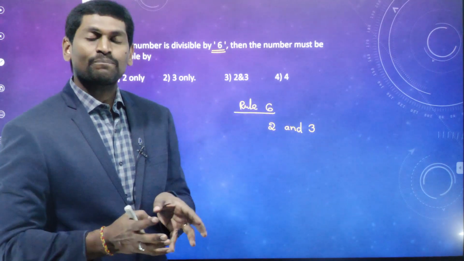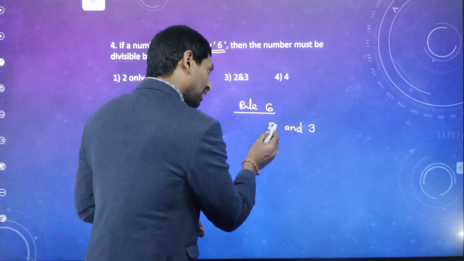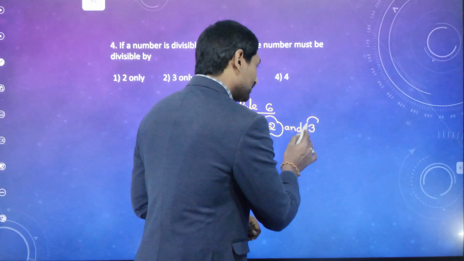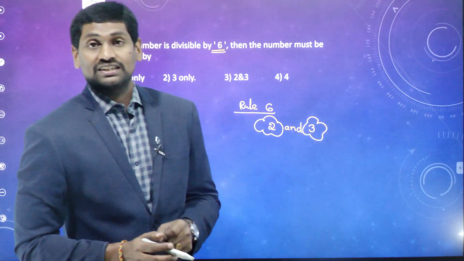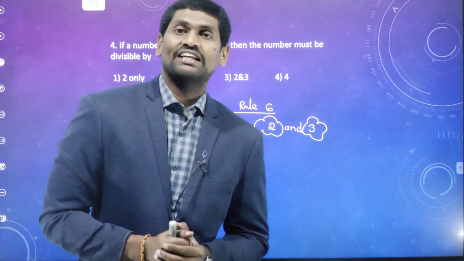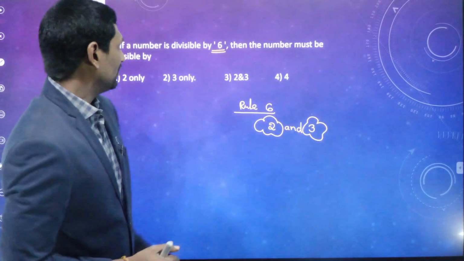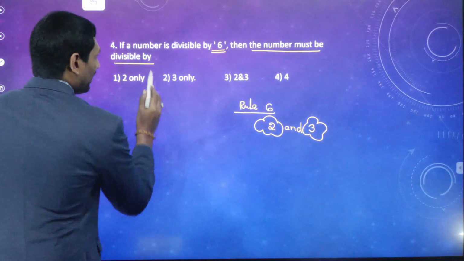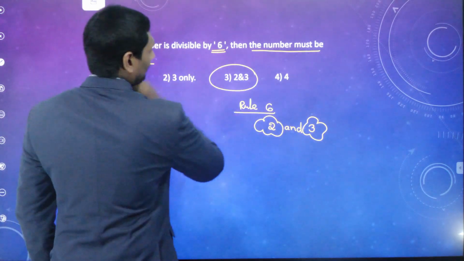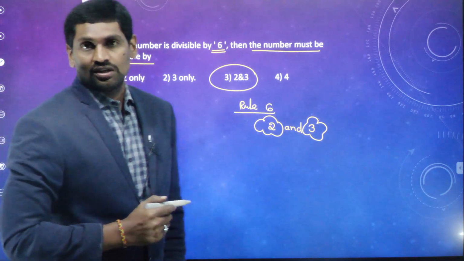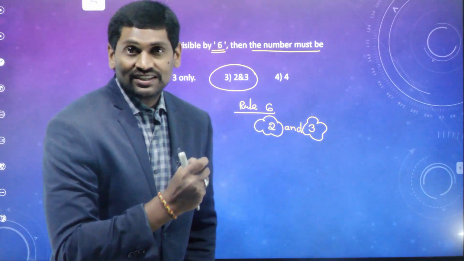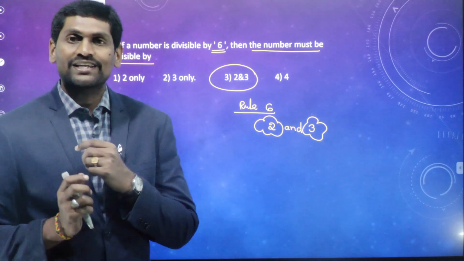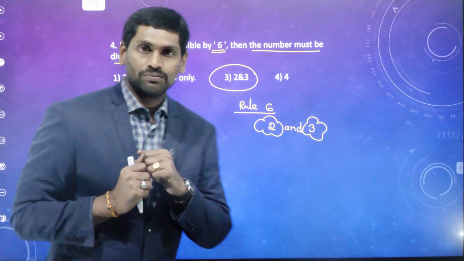Or simply, if a number follows the divisibility rule of 2 and the divisibility rule of 3, both, then the entire number is exactly divisible by 6. Now see, the number must be divisible by 2 and 3. So we can say that the number is exactly divisible by 6. Let us move on to the next problem.